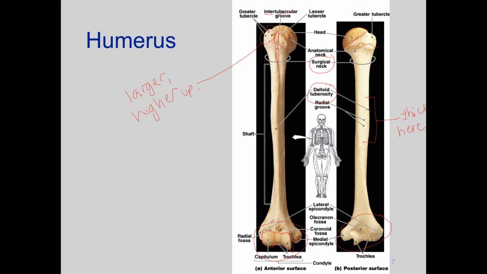And we have two fossae here. So on the front of the humerus, there's a small triangular dent called the coronoid fossa. And on the back, there is a large, deep triangular dent, and that is the olecranon fossa. And those two fossae correspond with some particular structures on the radius and ulna, which we will see next.